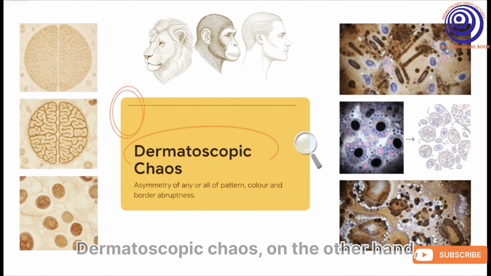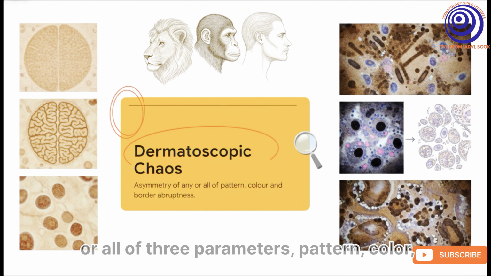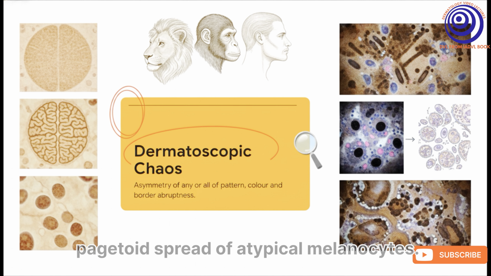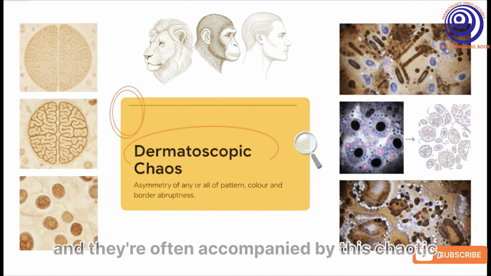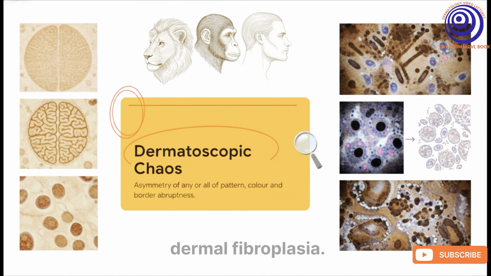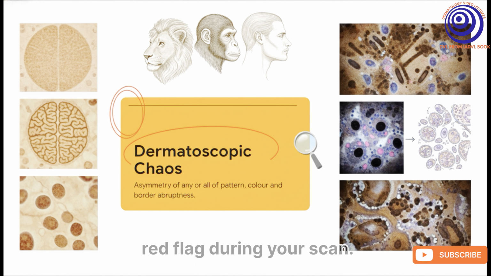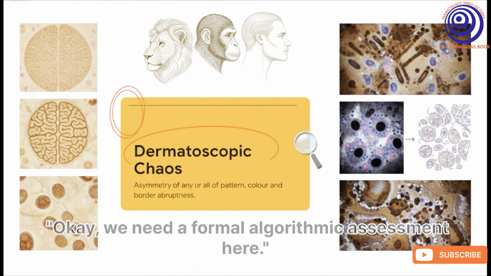Dermatoscopic chaos, on the other hand, is defined as the presence of asymmetry in any or all of 3 parameters: pattern, color, or border abruptness. Why does this happen? Well, chaos reflects malignant, pagetoid spread of atypical melanocytes. They're ascending irregularly through the epidermis, and they're often accompanied by this chaotic dermal fibroplasia. Honestly, spotting this chaos is the single most compelling red flag during your scan. It's the exact trigger that tells you, okay, we need a formal algorithmic assessment here.